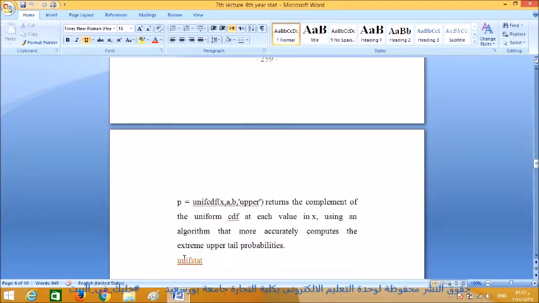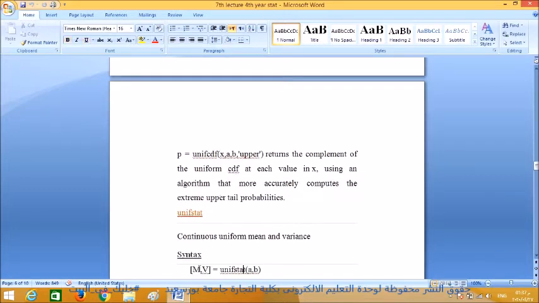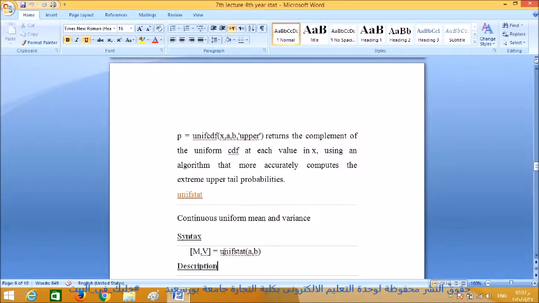You need UNIF STAT to get the mean and the variance. It looks like the function for any other distribution. The word stat means the mean and the variance. So UNIF STAT is a function to get the mean and variance. UNIF STAT of A and B, the parameters of the distribution.